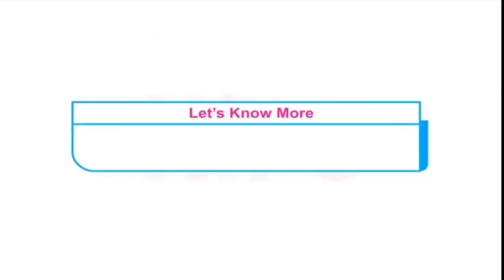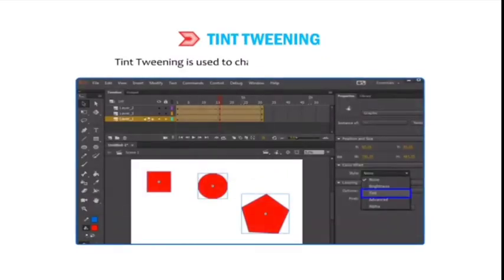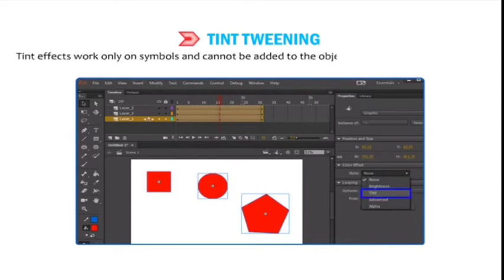Students, let me tell you more. It is not always required to draw an object on the stage and then create an animation in Animate. You can also create animations from external images and bitmaps. Students, we will discuss tint tweening. Tint tweening is used to change the color of an object. Tint effects work only on symbols and cannot be added to objects that are drawn directly on the canvas of the movie.